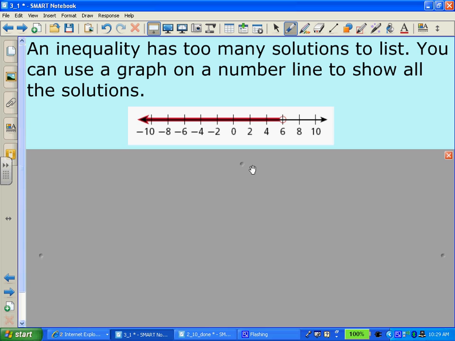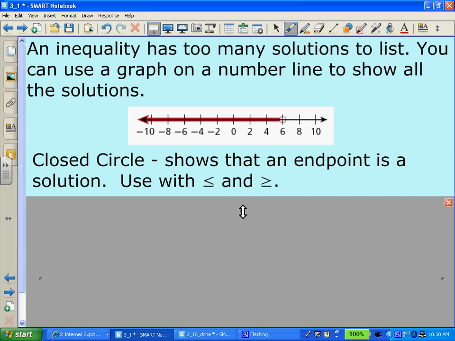So, unlike an equation, an inequality is going to have more than one solution. Okay, like with an equation you'd come up with x equals 2. Now with an inequality, it has infinitely many solutions, but there's kind of parameters on what these solutions are. So we use a number line and a graph to show the solutions. So here's just an example of an inequality graph on a number line.